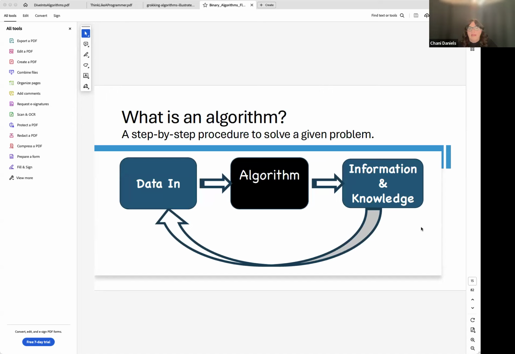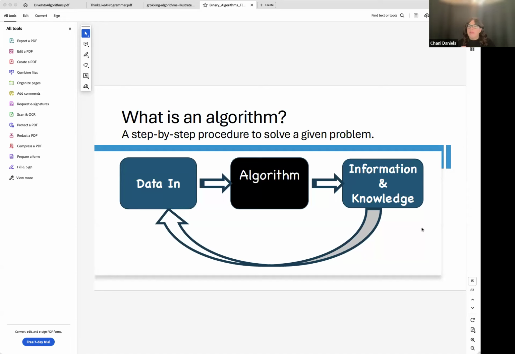I think I mentioned this before, but you can think of it as a step-by-step procedure to solve a given problem. Meaning you're going to have some data coming in, right? Usually it involves data coming in, because that's the whole idea behind what the computer is going to do for you. It's going to be able to take data and understand something from the data, right? We're in data science. So you take that data in.